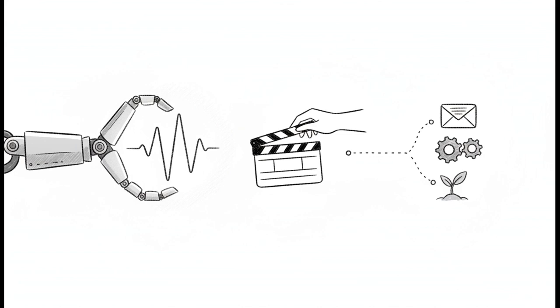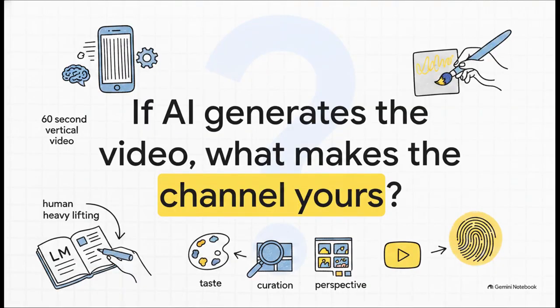You can then connect this content to external platforms like maybe a Beehiiv newsletter or a Make.com automation sequence, basically building a real business around the content rather than just relying on ad revenue. I really want to leave you with this final provocative thought. As we enter a world where a polished 60-second vertical video can be researched, scripted, and completely rendered in just 5 minutes, if the AI generates the video, what makes the channel yours?